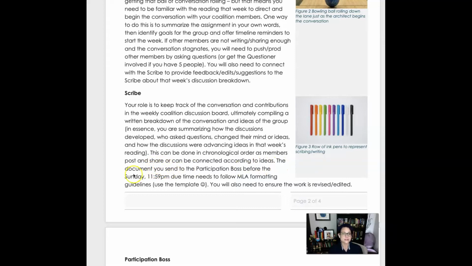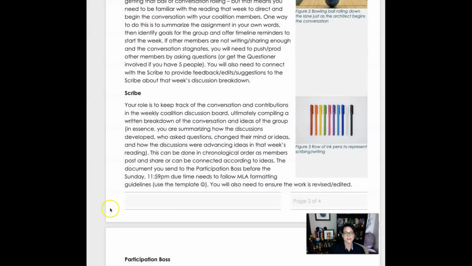Okay, this is a document that you are going to have everybody's input on, so you're keeping track of things. You're essentially keeping a diary of the group's work. You're then going to post that for the whole group to look at. They're looking at it to give you suggestions on revisions and things of that nature. And then you're going to submit the final revised document after you look at everybody's feedback. You're going to submit that work to the participation boss before Sunday at 11:59 p.m. because that's going to be, of course, the due date and time for most of those assignments.